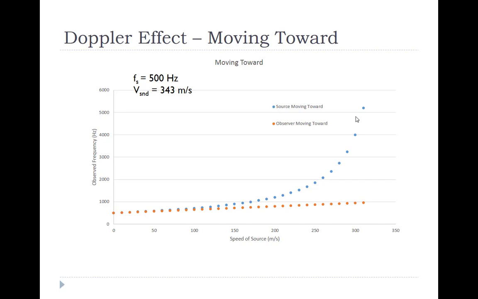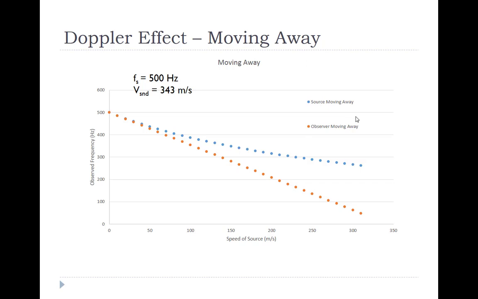And lastly, if I look at the moving away, again, blue is the source moving away, and you can see the nonlinearity in that graph now. Orange is the observer moving away. Again, both of them have a shift towards lower frequencies, redshift. The orange, the observer moving away from the source in this case, gives us the larger shift. Again, these graphs were made with an Excel spreadsheet, and I will put that Excel spreadsheet up on Sakai for you so you can see what happens if you change the speed of sound or change the frequency of the source.